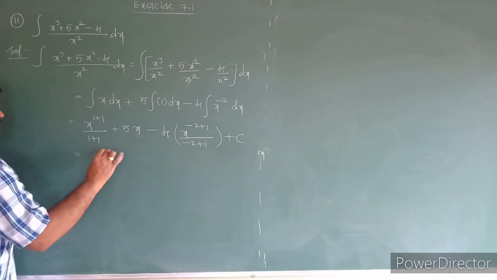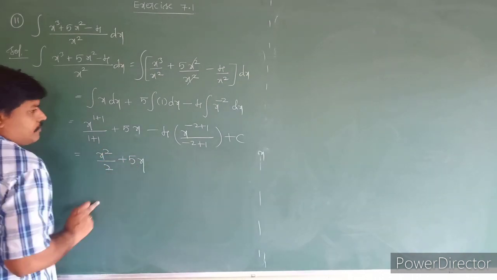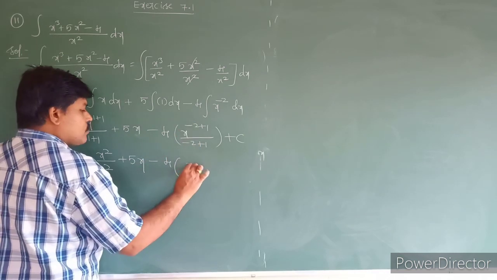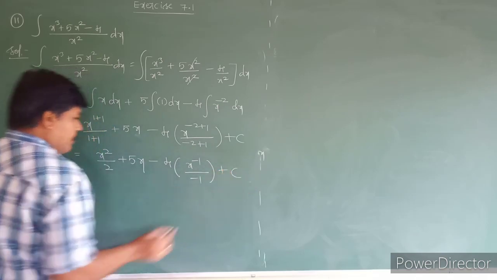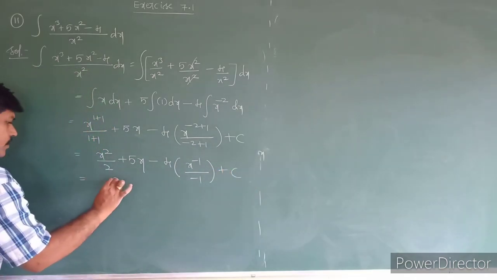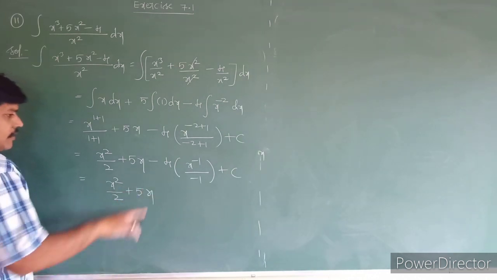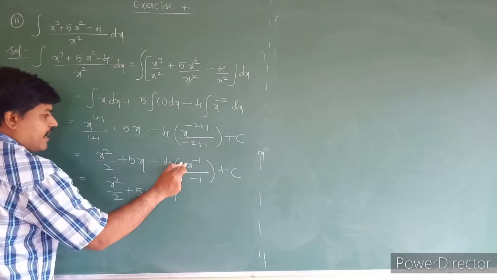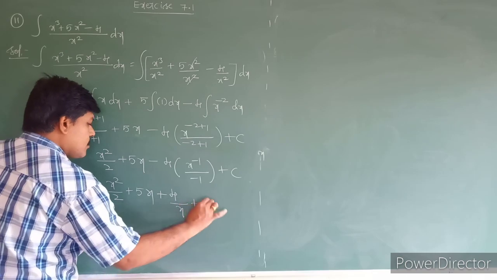So that is equal to x square by 2 plus 5x minus 4 into x power minus 1 by minus 2 plus 1 is minus 1, plus c. So that is x square by 2 plus 5x minus of minus, it will become plus 4, and x power minus 1 is nothing but 1 by x. So it will become 4 by x plus c.